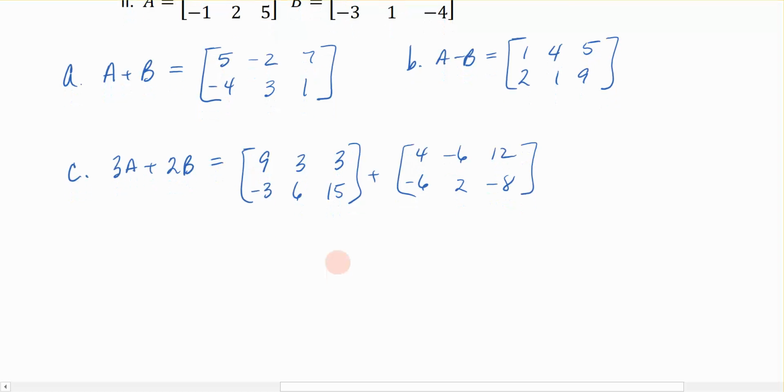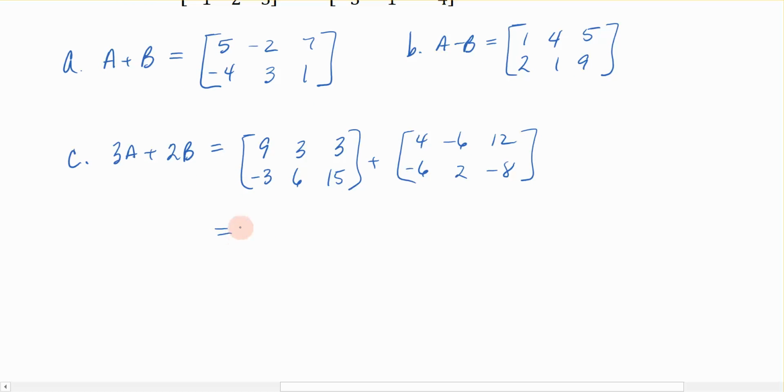Now we add the two matrices together. 9 plus 4 would be 13. 3 plus a negative 6 would be negative 3. 3 plus 12 is 15. Second row, negative 3 plus a negative 6 is a negative 9. 6 plus 2 is 8. And 15 minus 8 would be 7.